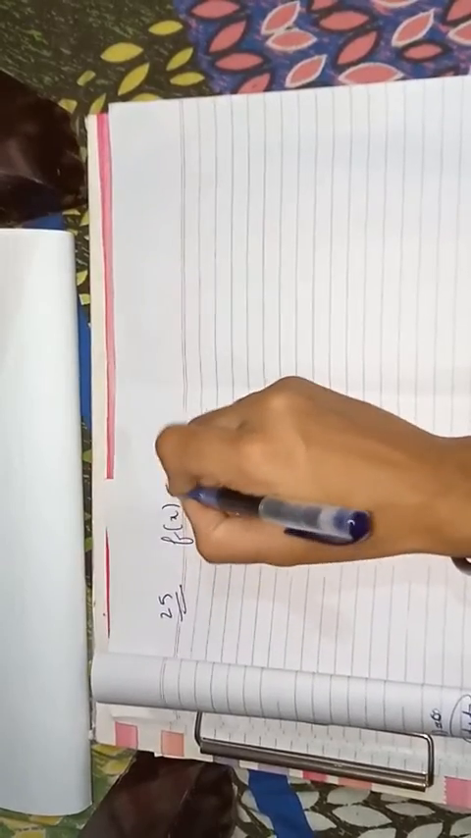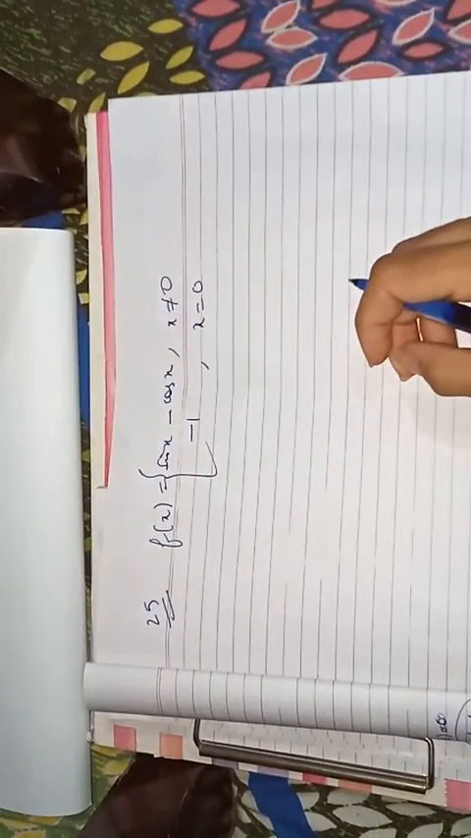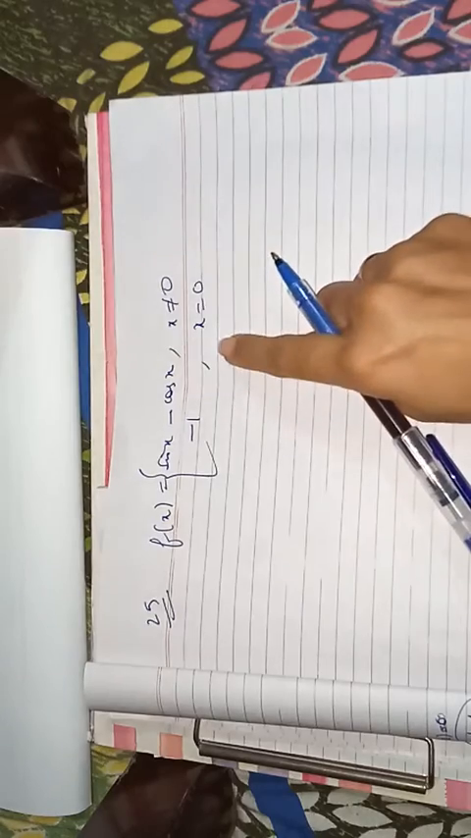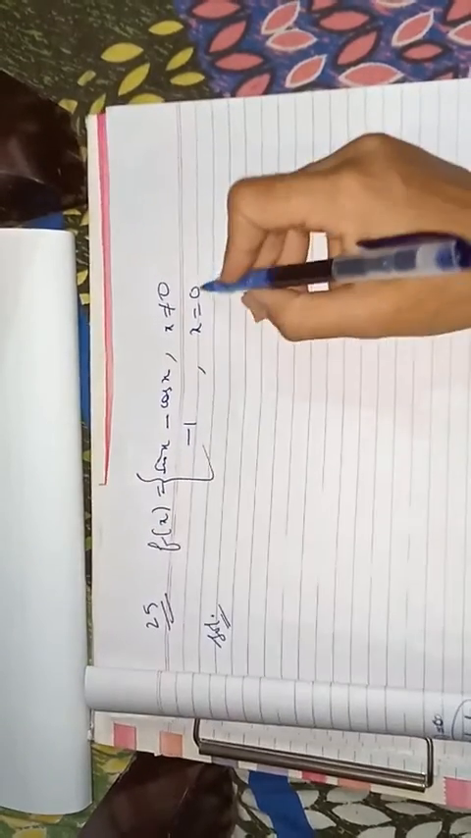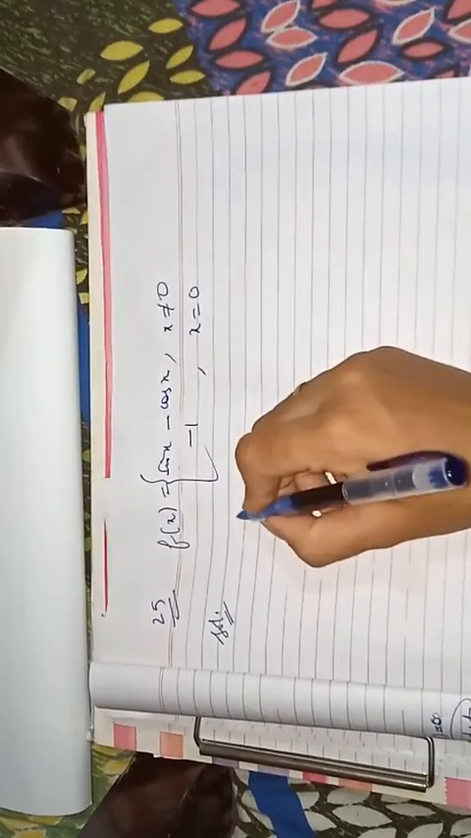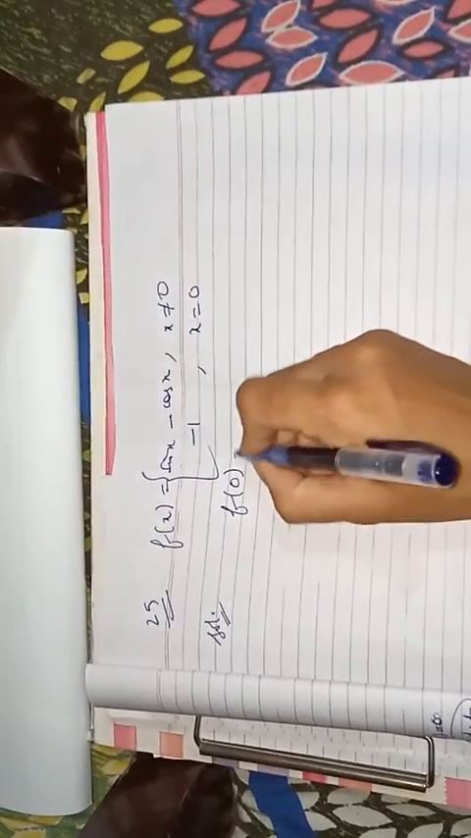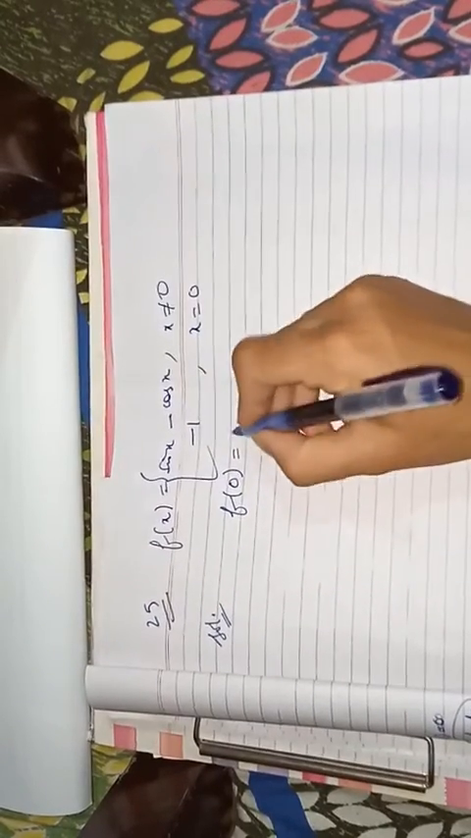The 25th question is: f of x equals sin x minus cos x when x is not equal to 0, and minus 1 when x is equal to 0. Examine the continuity of this function. This is our question. This means we need to check only the continuity at x equal to 0. What is the value at 0? f at 0 is minus 1.